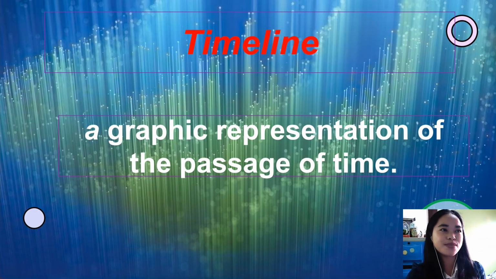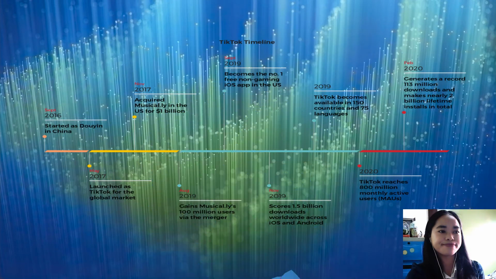And then the last one we have here, the timeline. It is a graphic representation of the passage of time. So what happened at a certain point in time. Okay, so that's the use of the timeline. Let's take a look at the TikTok timeline.